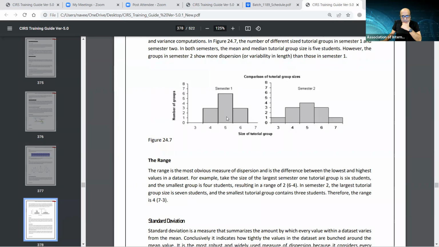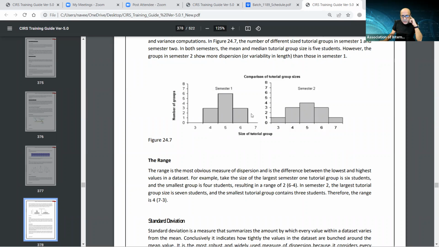So enrollment in semester 1, number of groups, maybe number of students. So let's just call X as number of students. So there were 5 students enrolled in 6 groups for semester 1. There are 4 students enrolled in 3 groups, and same over here.